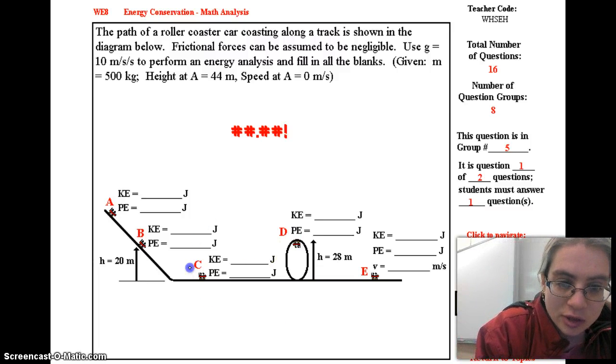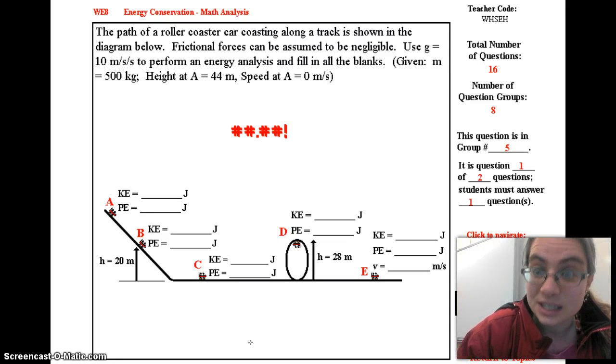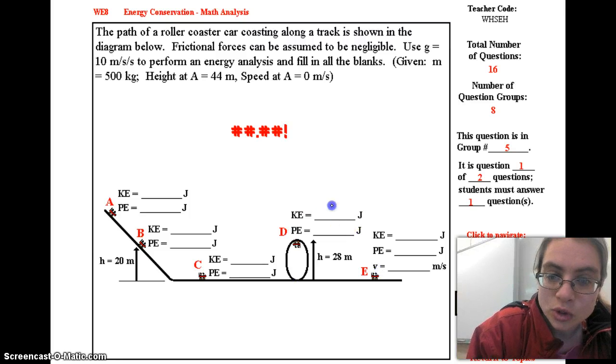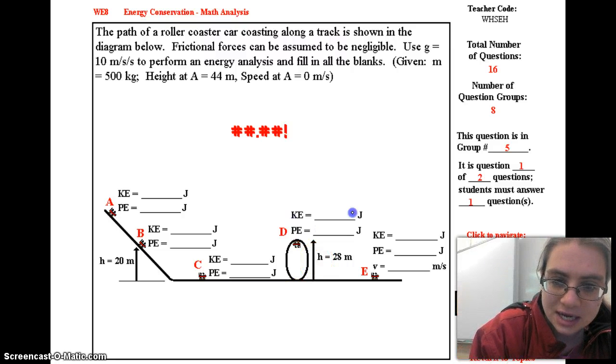Here, you know that the potential energy is going to be 0. The kinetic energy is going to be its max. Here, you also know the height, so you can find out the potential energy, and from that, you can subtract potential energy from mechanical energy to give you the kinetic energy.